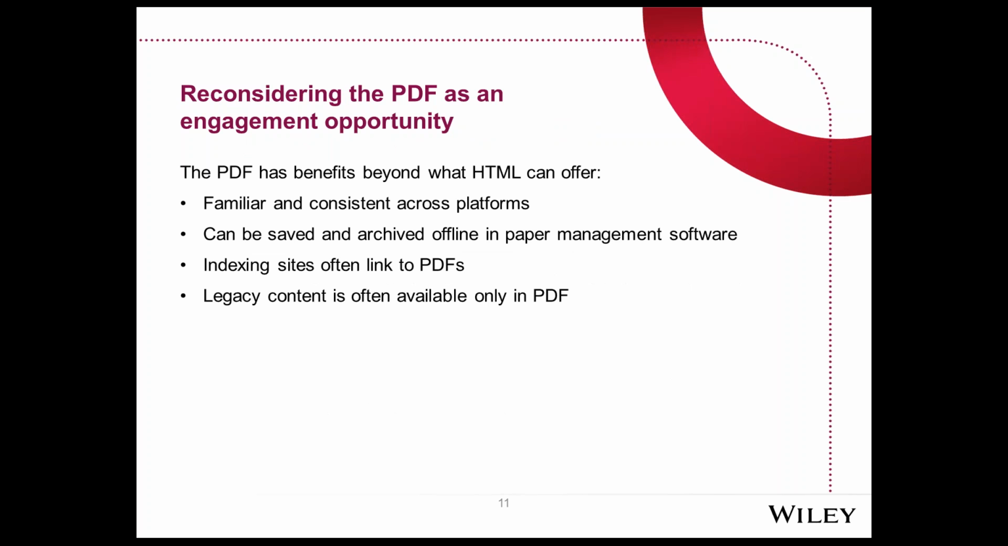For example, familiar and consistent across platforms. A PDF published by publisher A will look the same as a PDF published by publisher B, so it's very predictable. PDFs can be saved and archived offline, very important. Indexing sites often link to PDFs. Legacy content, things published before 1996 or so, is usually only available in PDF if there hasn't been an investment to convert to HTML.